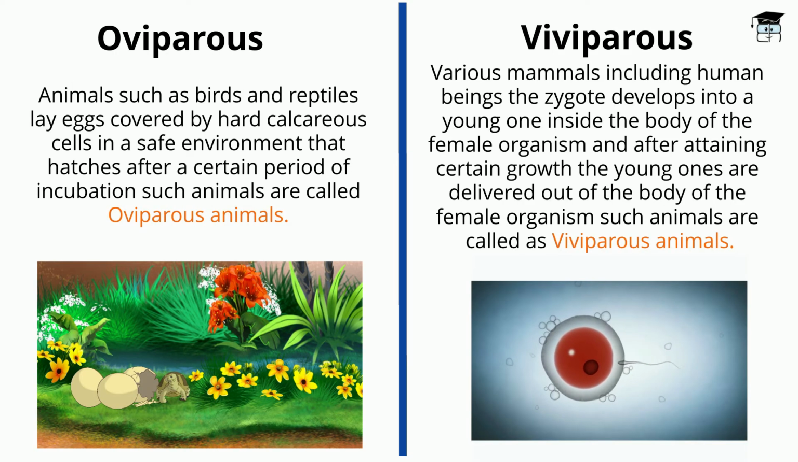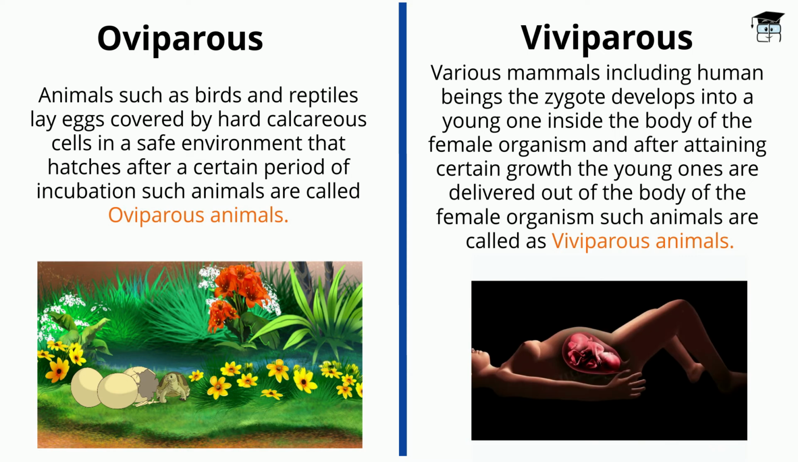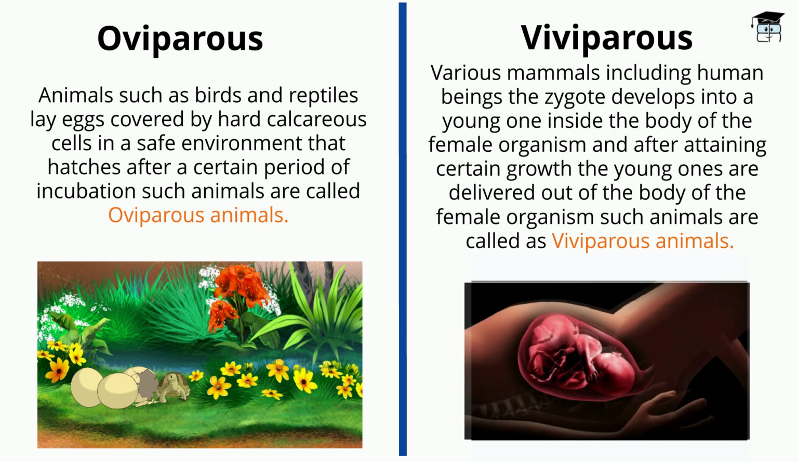On the other hand, in various mammals, including human beings, the zygote develops into a young one inside the body of the female organism, and after attaining certain growth, the young ones are delivered out of the body of the female organism. Such animals are called viviparous animals.